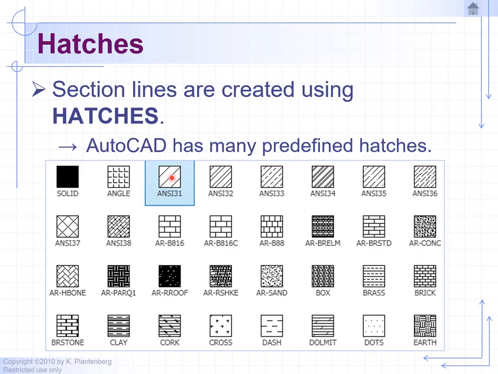In architecture, you'll see other patterns like brick patterns, earth patterns. I don't see the concrete pattern here, but it's a combination of dots and sand for concrete. For example, for the footing, foundation for a building or a house. But you'll see some more of these patterns that are dedicated for architecture and also civil engineering. We'll stick mostly to the ANSI pattern 31 and 32, but you're welcome to use any pattern that you like for your assignments. Next slide.